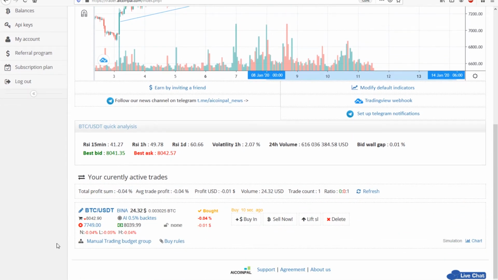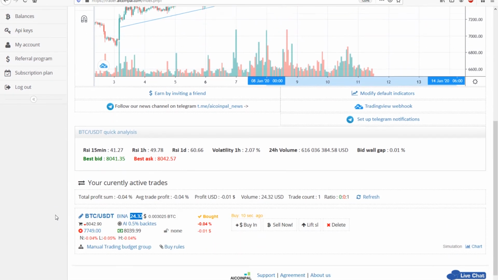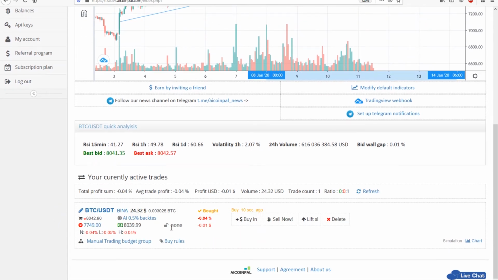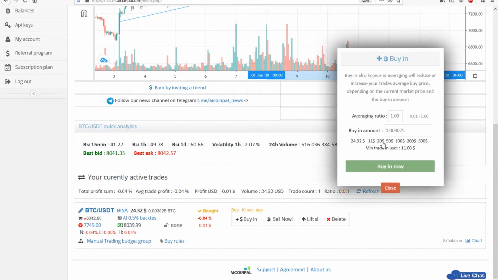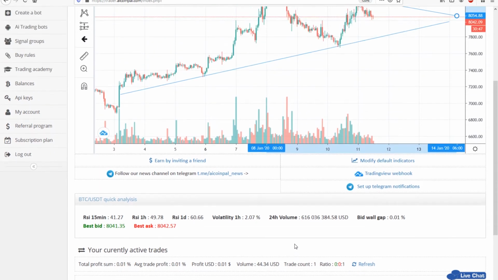Now remember what we have set up. We set up that we want to buy 50% instantly, and the rest of the trade we will buy when the price goes lower. But what I want to show you right here is that you have complete control over your trade. You can buy in a little bit more. Let's say we want to buy in $20 more. Buy in placed, we had $24. Now we have $44, and the price went up a little bit.